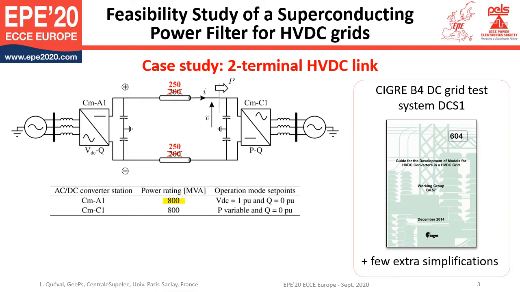The parameters are taken from a benchmark defined by the CIGRE group in the technical brochure 604. To decrease the stability of the system, we modified the length of the DC line from 200 km to 250 km.